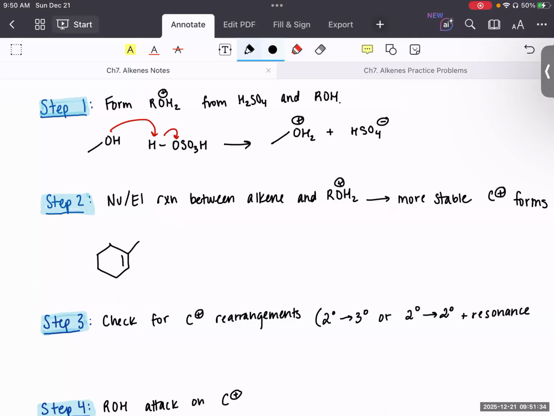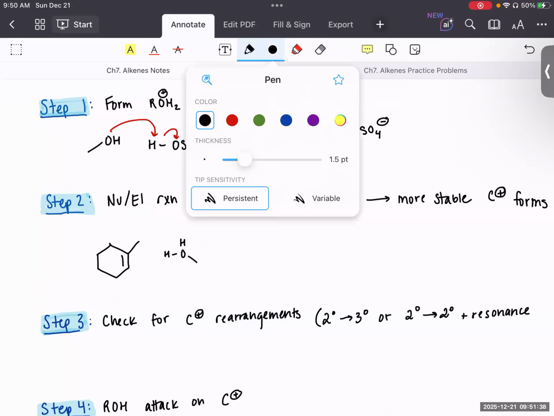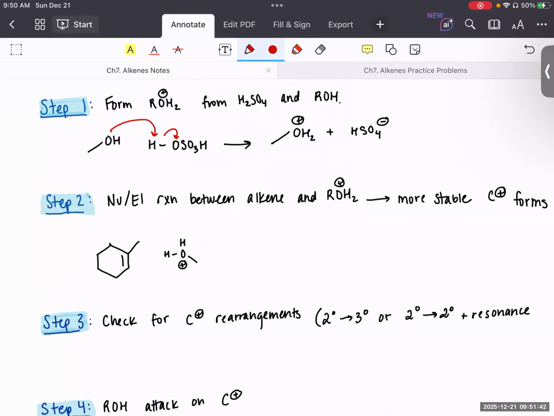And for this one, I'm going to draw this as the H so that we can see what happens to that H when the alkene attacks the hydrogen and gives its electrons back to the methanol. And now we end up forming that carbocation. And similar to that last question, we're going to form that carbocation in a more stable position there.